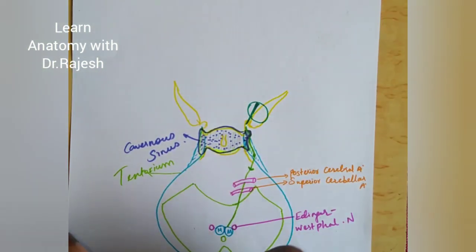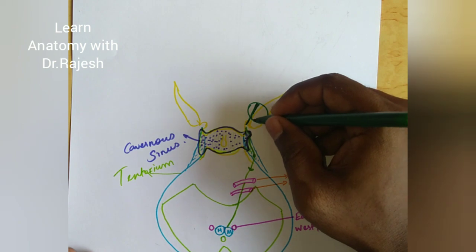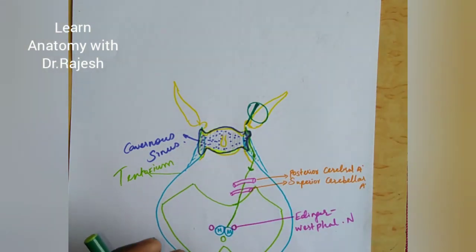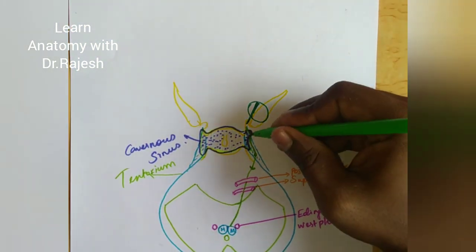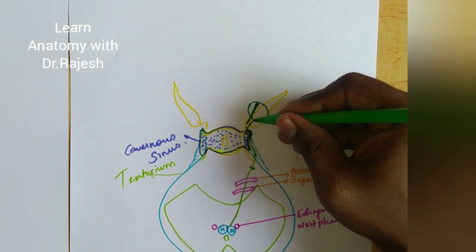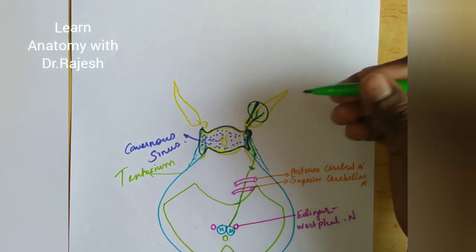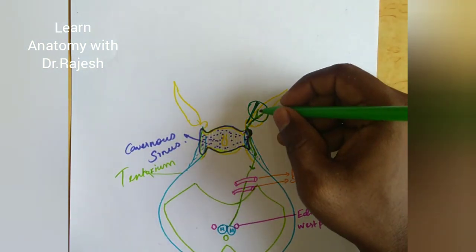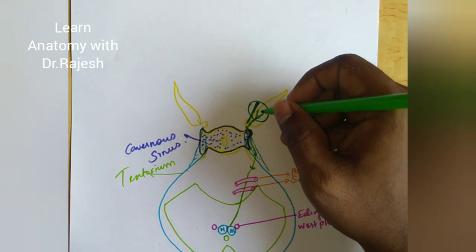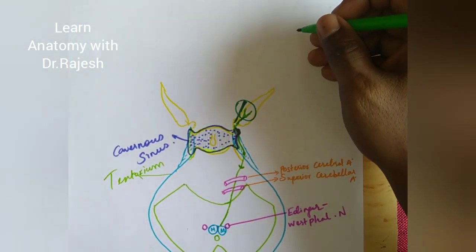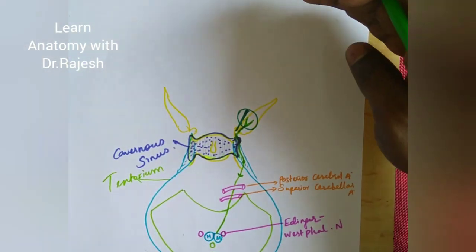Next, through the superior orbital fissure which is related to the tendinous ring, this oculomotor nerve divides into two branches, the superior ramus and the inferior ramus. The oculomotor nerve divides into superior ramus and inferior ramus, then enters through the superior orbital fissure. Now it has reached the superior orbital fissure. Once it reaches it, it has to enter inside the orbit.